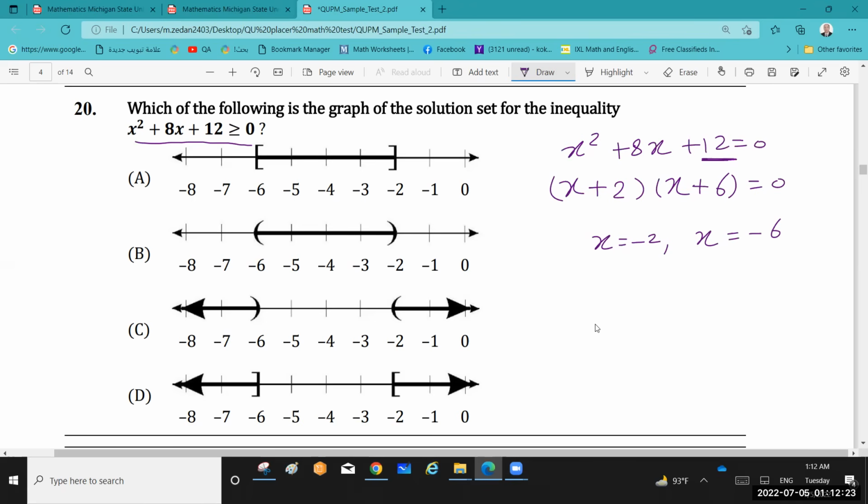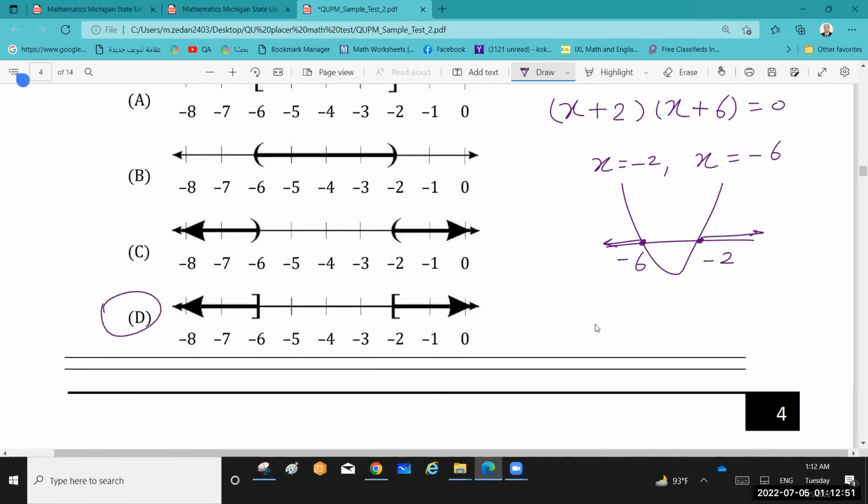Okay, this expression, this parabola, is like this, open upwards and intersects with the x-axis at these 2 points, negative 6 and negative 2. And this quadratic expression is positive, bigger than 0, in this outer part. Okay, so the solution of this one is D, from negative infinity to negative 6, union negative 2 and infinity.